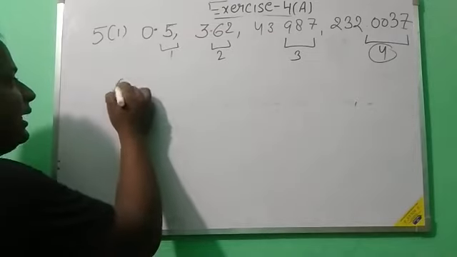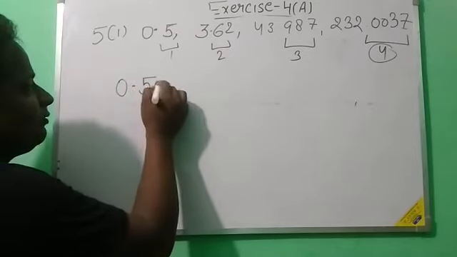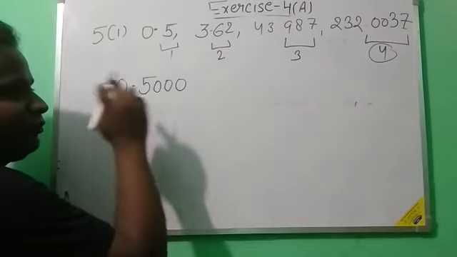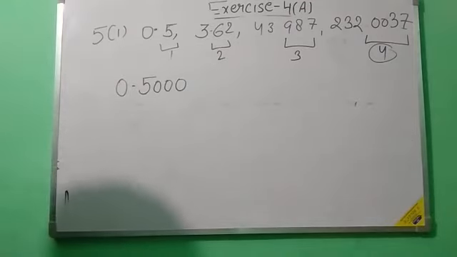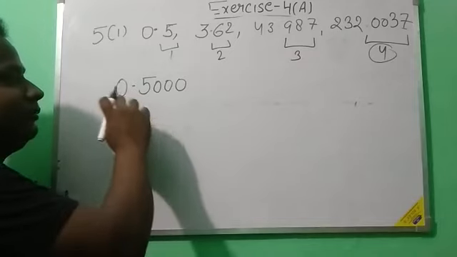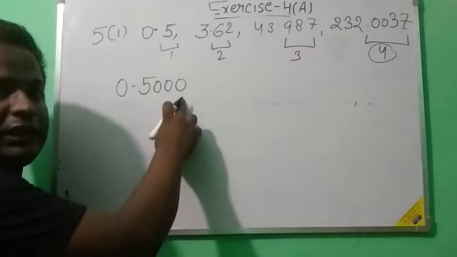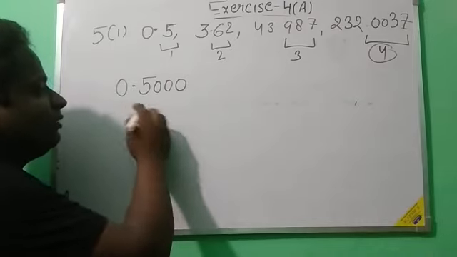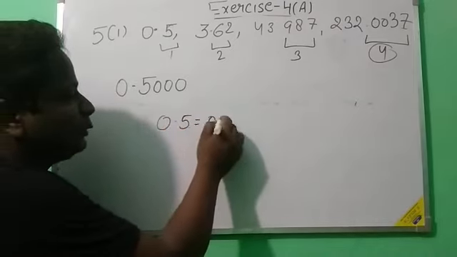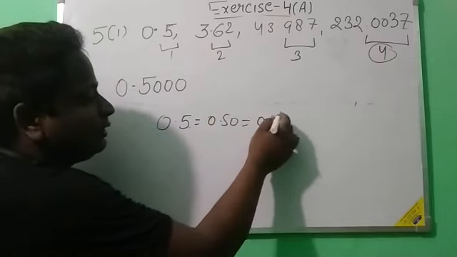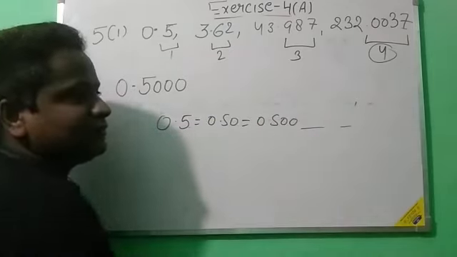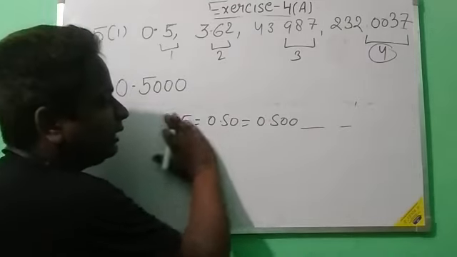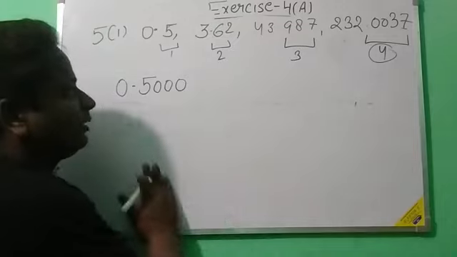So I will write it as 0.5000. Now I have 1, 2, 3, 4 decimal places. Okay. अगर हम पॉइंट के बाद किसी भी नंबर के आगे जीरोस बढ़ाते हैं तो उस नंबर पर कोई भी फर्क नहीं पड़ता. ओके. 0.5 इज इक्वल टू 0.50 और इक्वल टू 0.50 और एन नंबर ऑफ जीरोस. ठीक है. पॉइंट के बाद जीरो बढ़ाने से हमें उस नंबर पर कोई फर्क नहीं पड़ता. इस बात को आप ध्यान रखना.